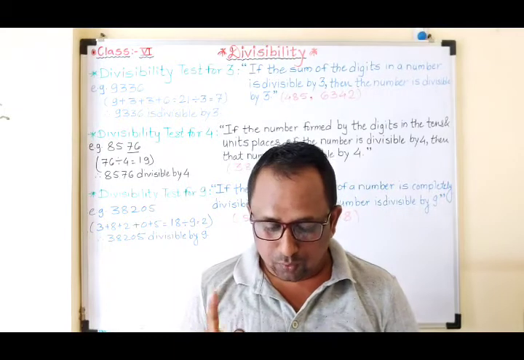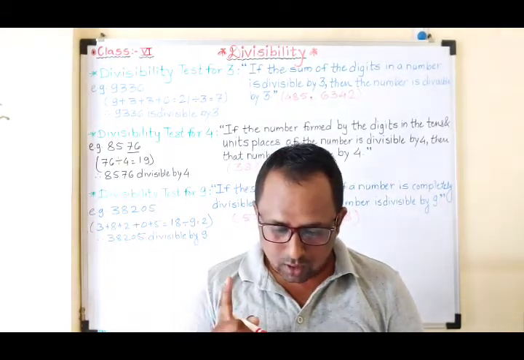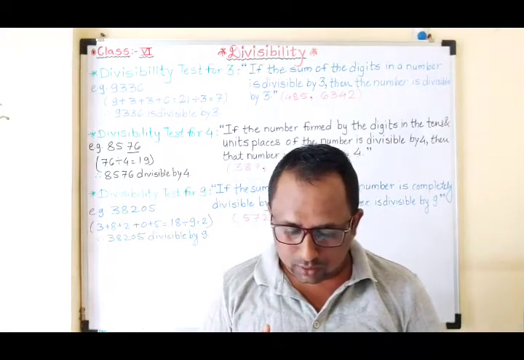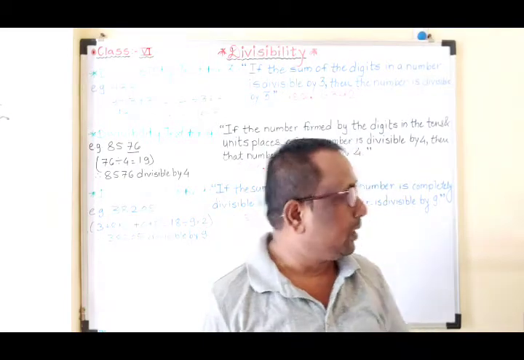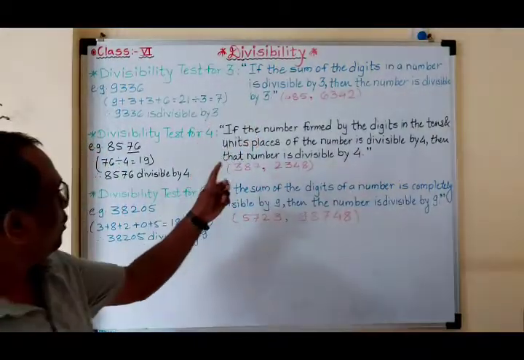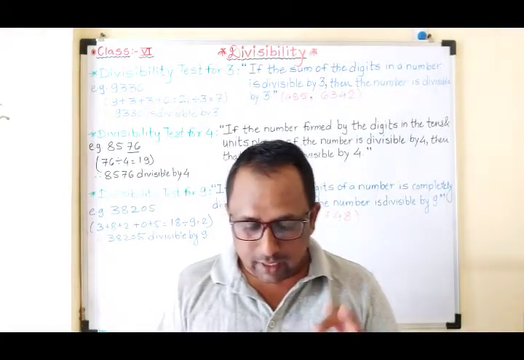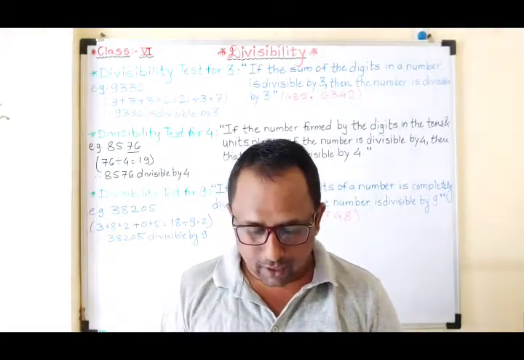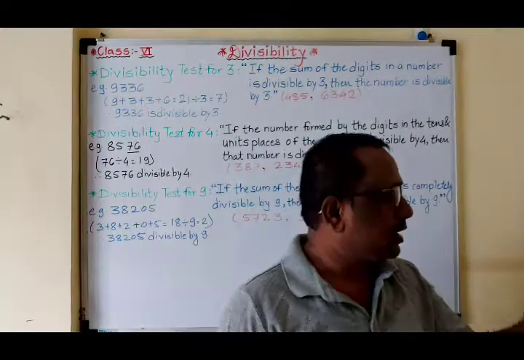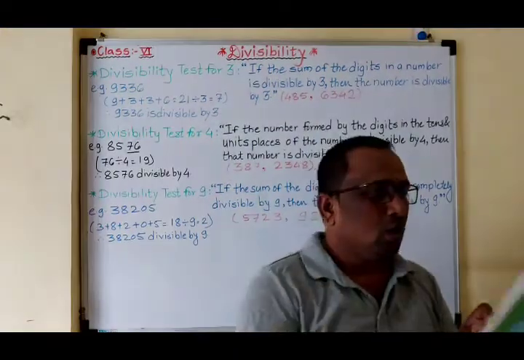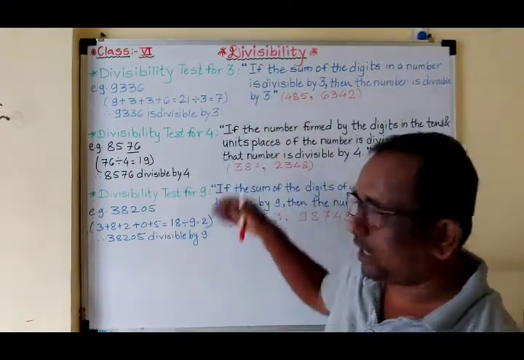Divisibility test for 2, 5 and 10, I gave in the notes. You have to read the notes, and we are dealing with the divisibility test of 3, 4 and 9. So for our practice set number 22, we need these three divisibility tests, that is divisibility test 3, 4 and 9.